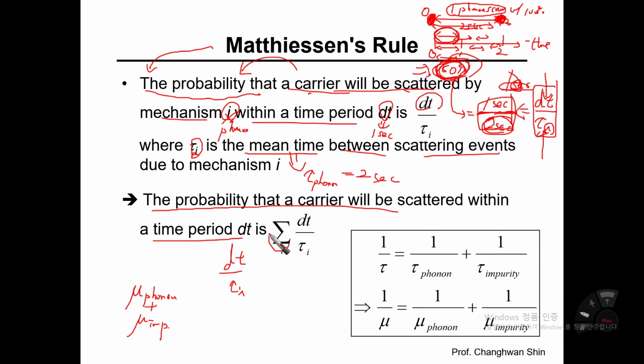But here you can see the sigma. What is this indicating? Just sum them up. I said mechanism i, but in silicon material, we're going to have two mechanisms: phonon scattering and ionized impurity scattering. So we're going to have two different scattering mechanisms.